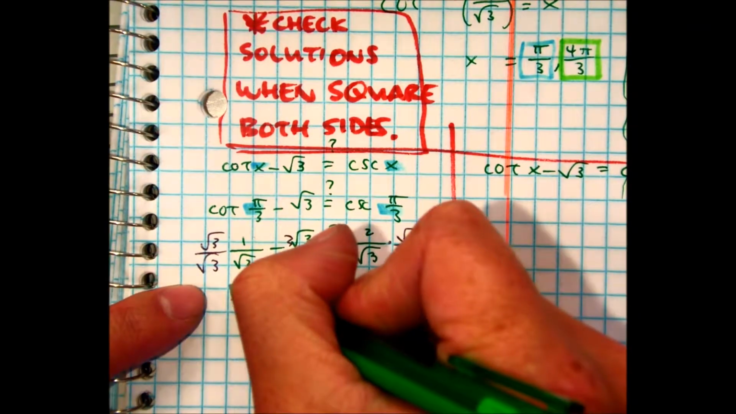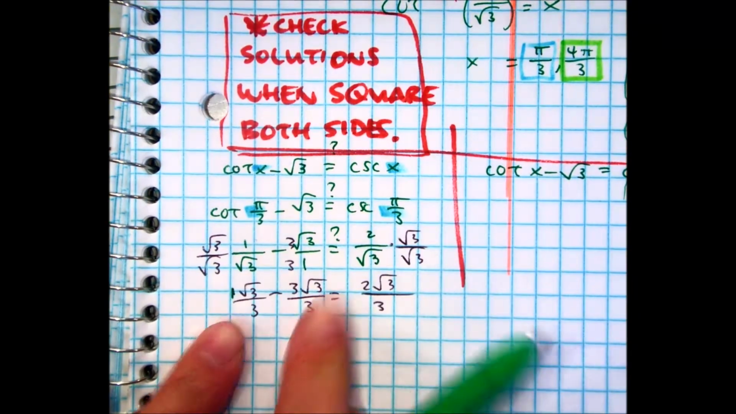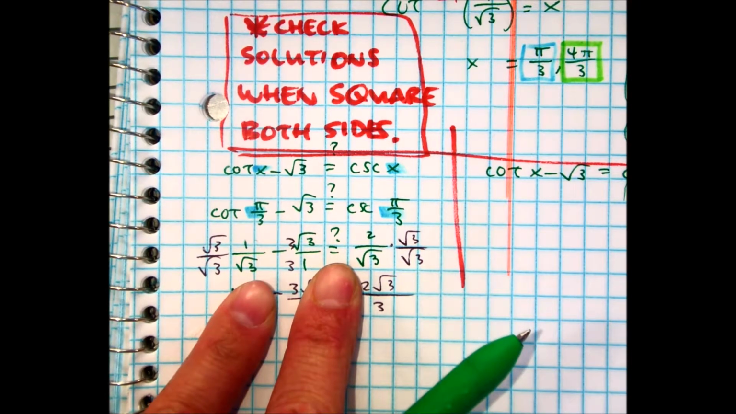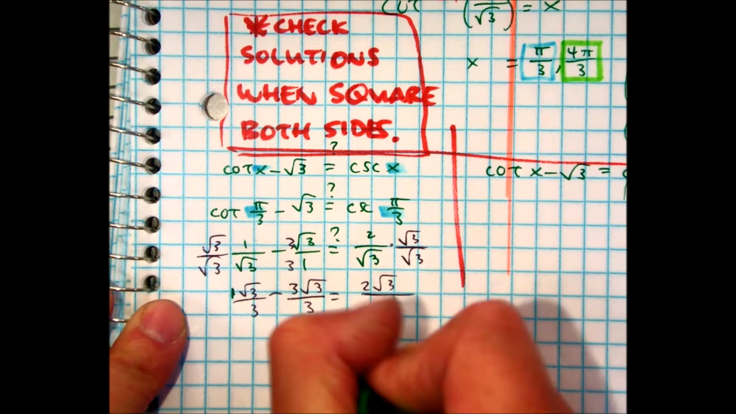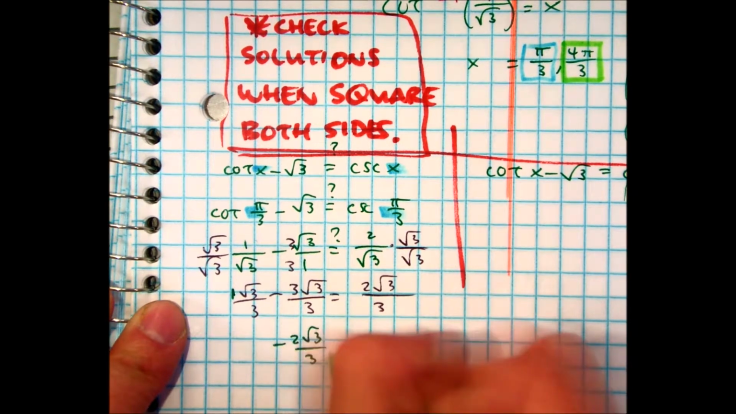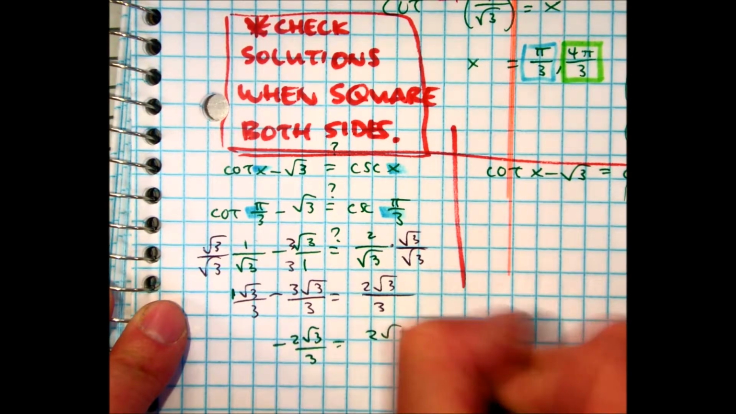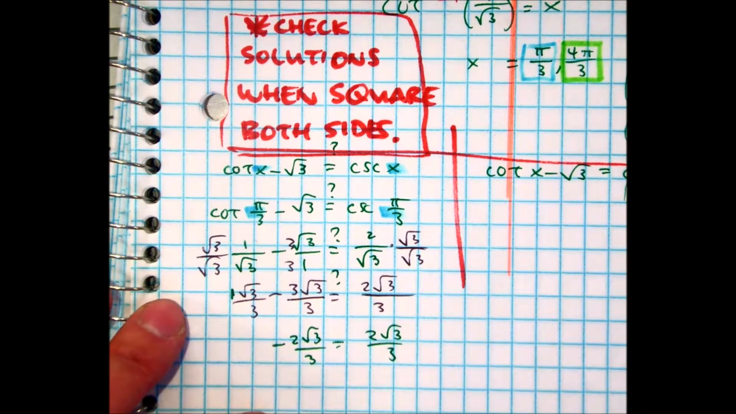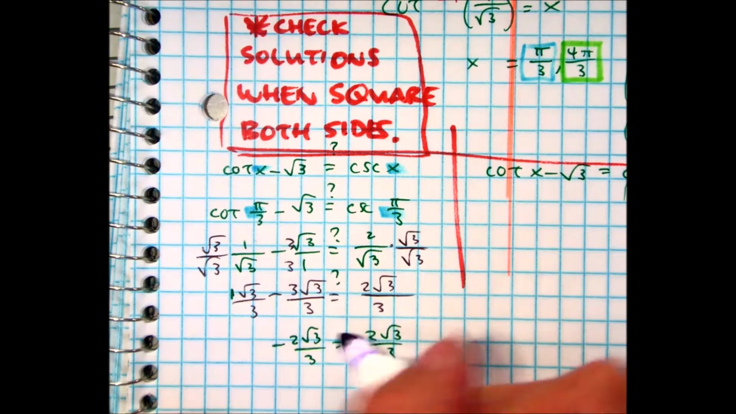Here this has a coefficient of 1. These are like terms. 1 minus 3 is what? Negative 2 radical 3 over 3. And on this side I have a positive. Class, are those equal? No. So we're going to say not equal.